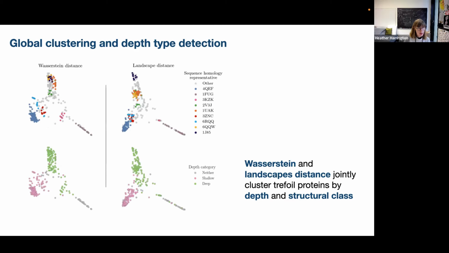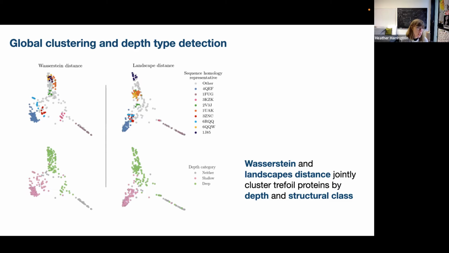So the first thing we looked at was, with these two different distances, computing persistent homology of many different proteins. And we looked at the distances, and what we found is that with a global clustering, we could cluster by the sequence homology representative. So you can see that similar proteins are all similar, and we need to use both the Wasserstein and the landscape distance to jointly cluster these trefoil proteins. And we can do that with the structural class, but also with the knot depth. So these are either shallow, deep, or neither knotted. And you can see that it does a pretty good job.